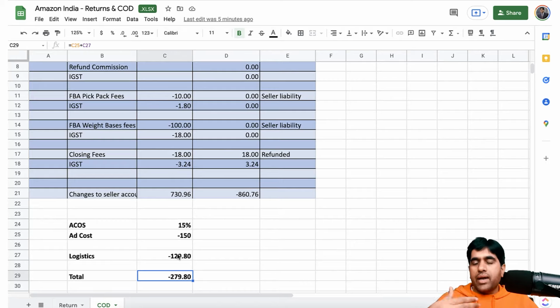So again, I just want to provide you some framework: if you are making 100 rupees profit on each item that you sell, a 10% profit, you have to sell 3 units to just break even on this COD reject, right? That's the fact.